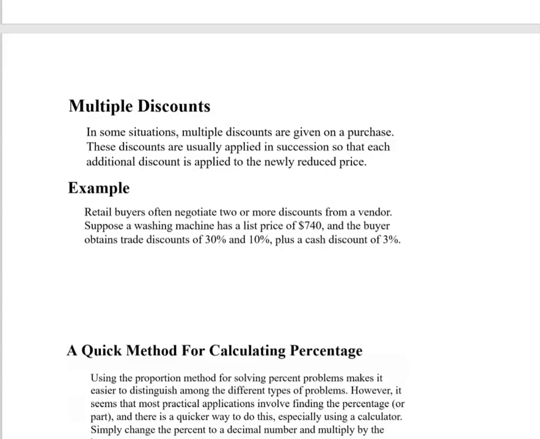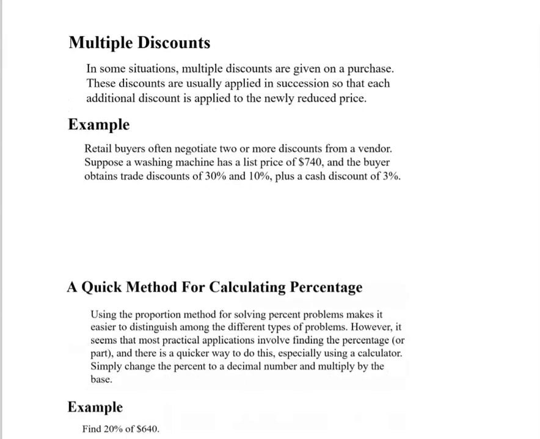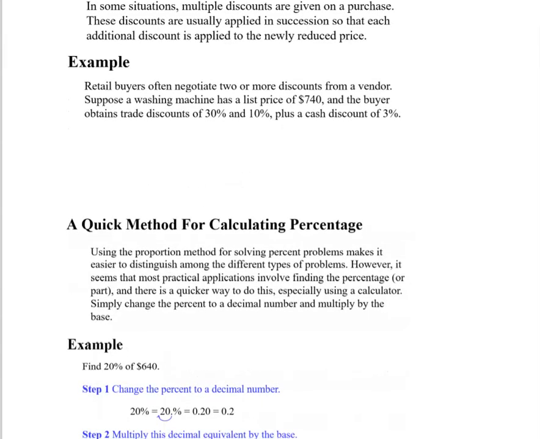In some situations, multiple discounts are given on a purchase. These discounts are usually applied in succession so that each additional discount is applied to the newly reduced price. An example would be retail buyers often negotiate 2 or more discounts from a vendor. Suppose a washing machine has a list price of $740, and the buyer obtains trade discounts of 30% and 10% plus a cash discount of 3%.